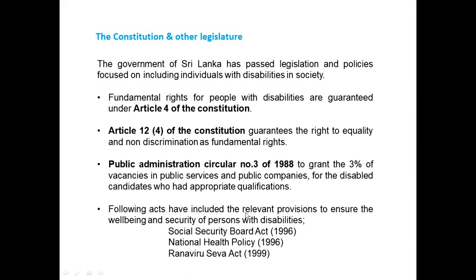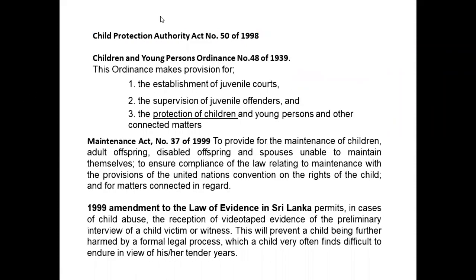The following acts have included relevant provisions to ensure the well-being and security of persons with disabilities: the Social Security Board Act, the National Health Policy, the Ranivira Seva Act, and the Child Protection Authority Act, number 50 of 1998. Children and Young Persons Ordinance, number 48 of 1939. This ordinance makes provisions for the establishment of juvenile courts, the supervision of juvenile offenders, and the protection of children and young persons and other connected matters.